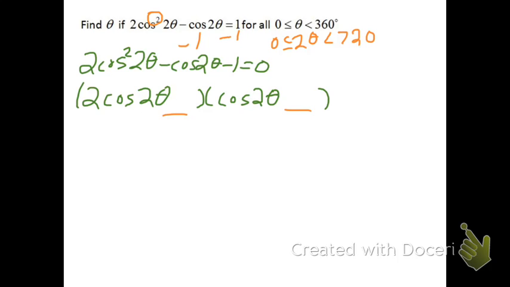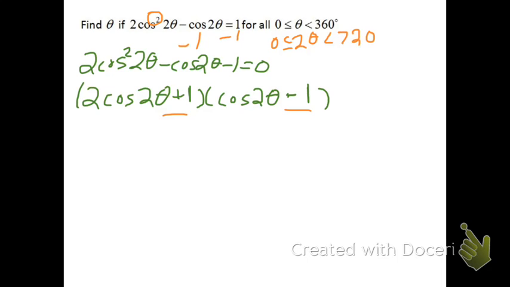what terms go in this blank and this blank. So it's got to be 1 and negative 1, because I know that the last term in the quadratic in the previous step is negative 1, so those are the only 2 integers that multiply to negative 1, and I have to make sure that my middle term comes out to negative 2 theta. So the only way I could do that is by putting a negative 1 right here and a plus 1 right here. So now I have 2 equations.